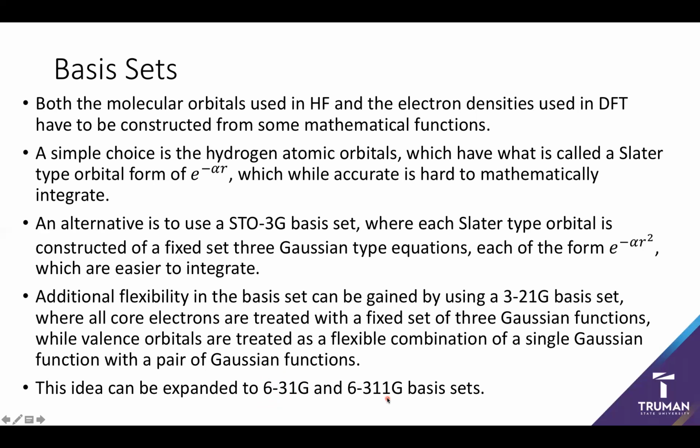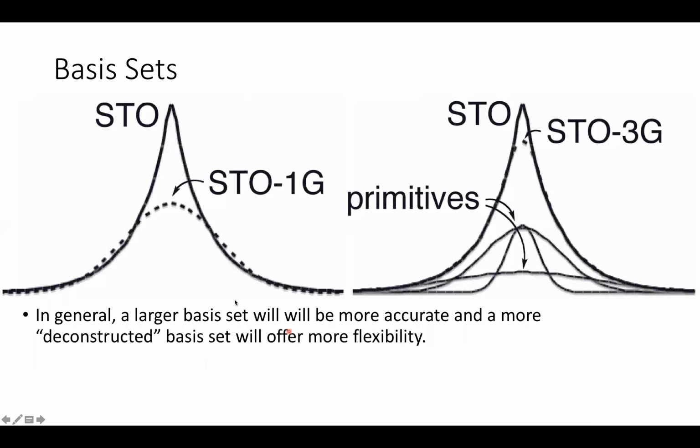And I can add even more flexibility by adding an additional Gaussian. So again, here I'd have 6 Gaussians describing my core electrons, 5 Gaussians describing my valence, in essentially 3 sets. So the ratio of these 3 sets of Gaussians can essentially vary. And you can kind of see how this works.